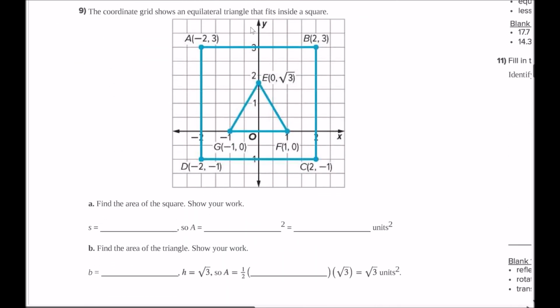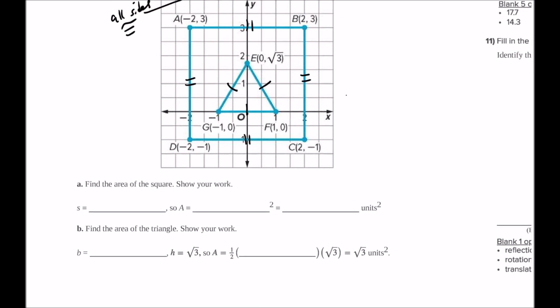All right, number 9. The coordinate grid shows an equilateral triangle that fits inside a square. Equilateral means all sides are the same, all sides are congruent. So all of these are congruent according to that equilateral, and it fits inside a square. And for a square, we know that all the sides of the square are congruent. Find the area of the square.